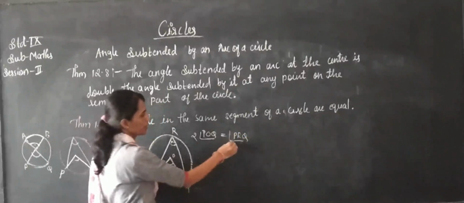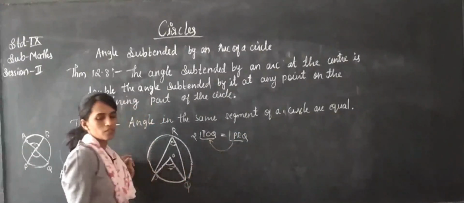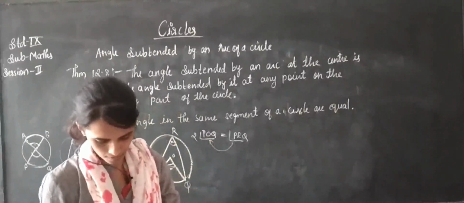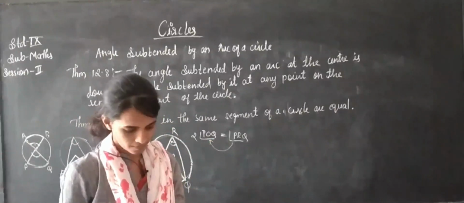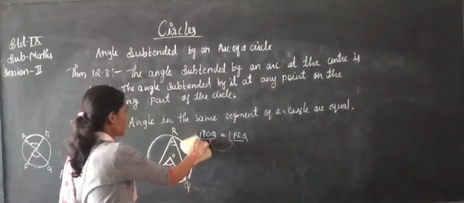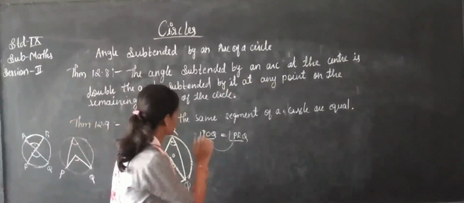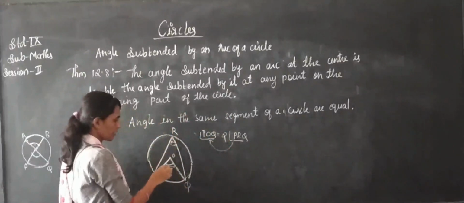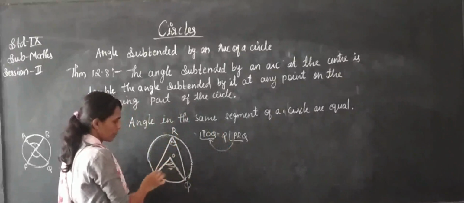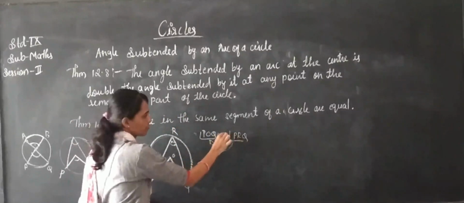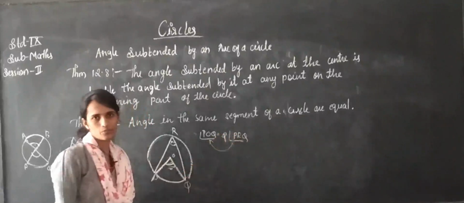If angle PRQ is double this one, how do we write it? The angle POQ is double the angle PQR. So this is always double this one. Angle POQ is always double the angle PRQ, that is, 2 times the angle PRQ. So that is the thing.